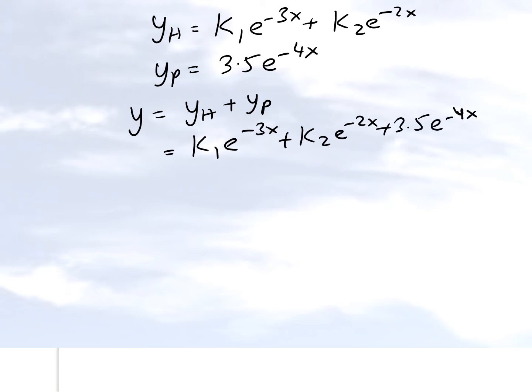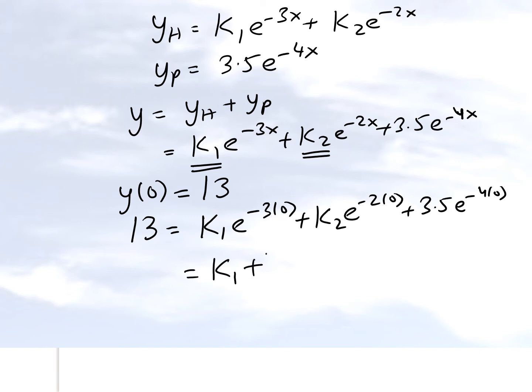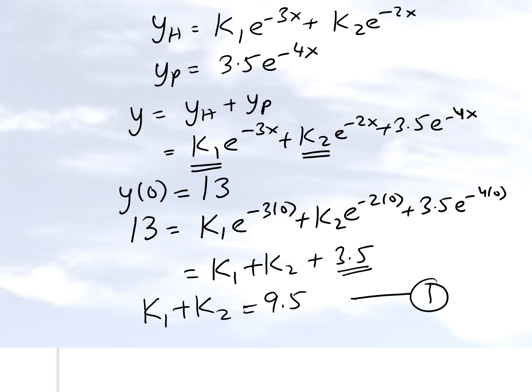So the question arises, how do we find K1 and K2? We'll find K1 and K2 by using our initial conditions. We know that y(0) is equal to 13. That allows us 13 by substituting 0 in our complete solution. So that gives us K1 plus K2 plus 3.5. And that simply tells us that K1 plus K2 is 9.5. And that's our first equation, by taking 3.5 to the left side.